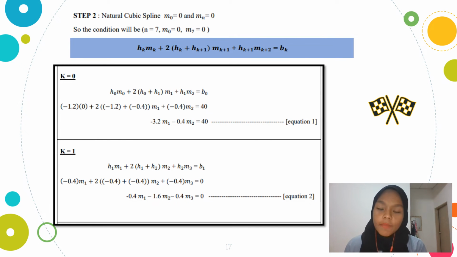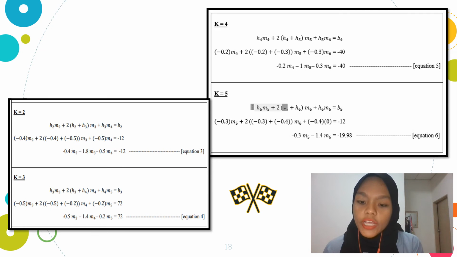Next, for the second step in natural cubic spline, we have the conditions for our method, which are n is equal to 7, m0 is equal to 0, and also m7 is equal to 7. By this formula, we can create equations based on the k value. When k is equal to 0, we get equation 1. K is equal to 1, we get equation 2. The same goes for k is equal to 2, we get equation 3, k is equal to 3, we get equation 4, k is equal to 4, we get equation 5, and k is equal to 5, we get equation 6. With all of these equations, we have to find the value for m.